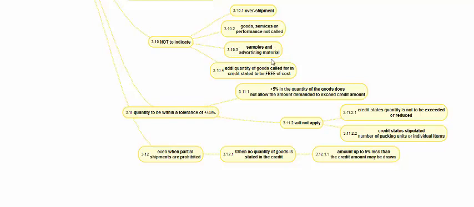Invoice should not indicate samples or advertising material, and additional quantity of goods called for in the credit stated to be free of cost. Even if a letter of credit calls for certain goods and then the invoice ships the same goods a little extra and says this is free of cost, this is for advertising, this is for sample, such should not be given. For example, when you buy a software or a hardware, a manual that comes along with it is considered as a part and parcel of it. But if you find posters, it is called advertising material, and the posters to promote that particular goods should not be given free of cost.